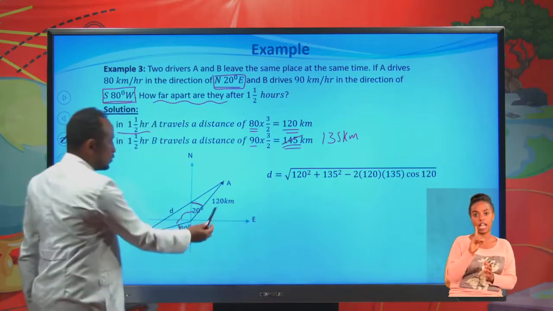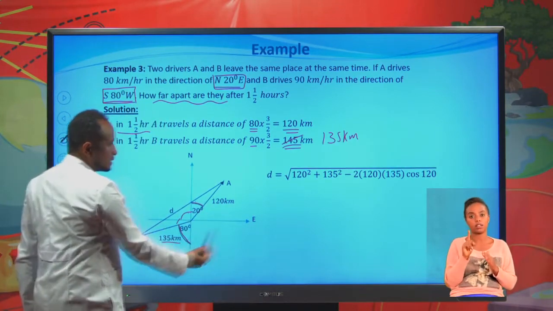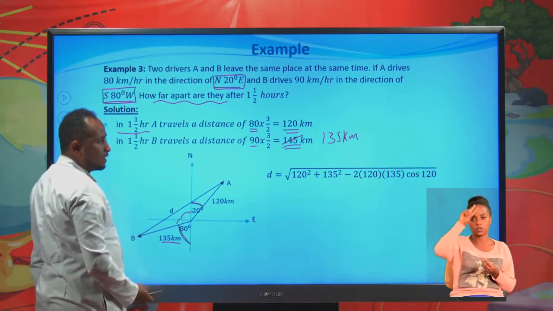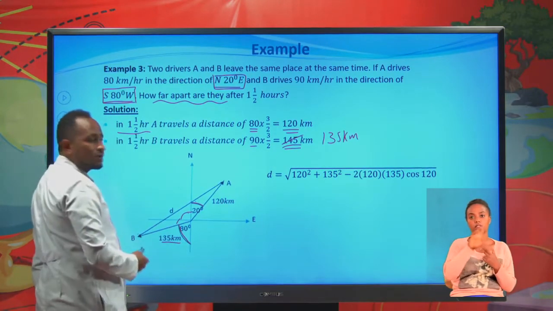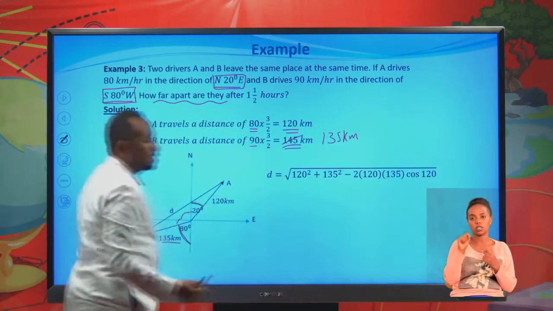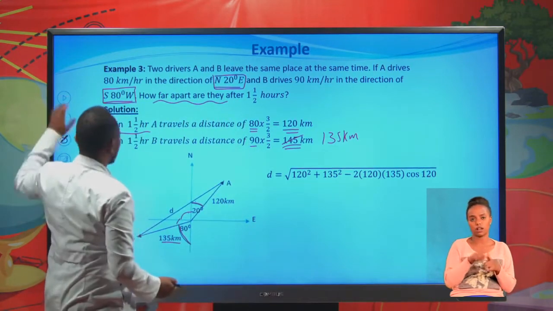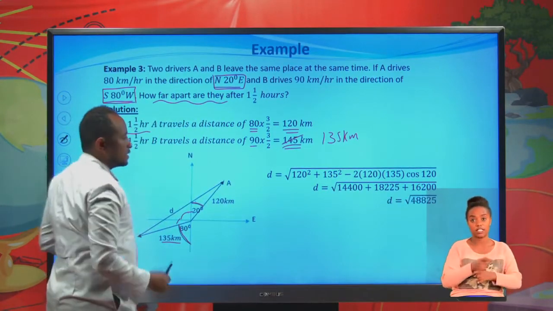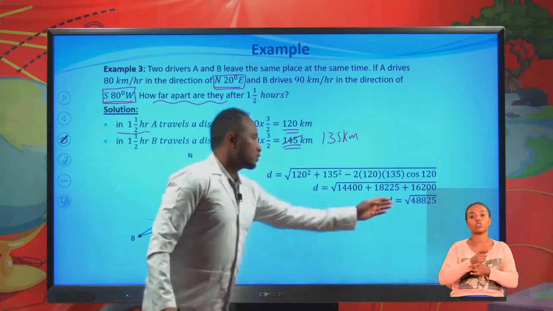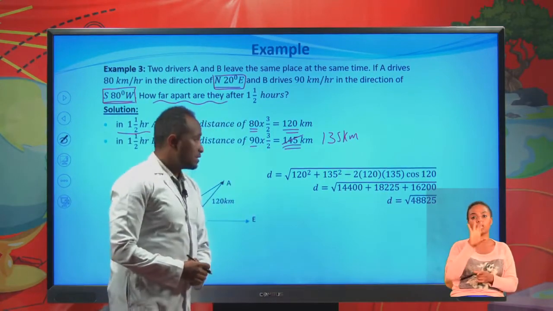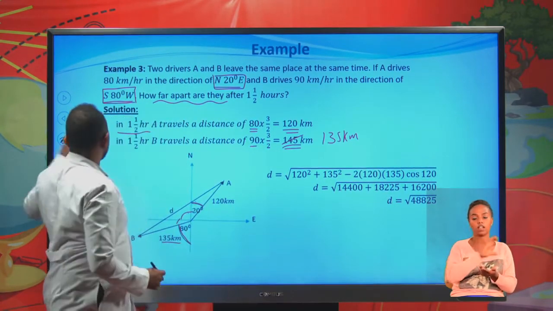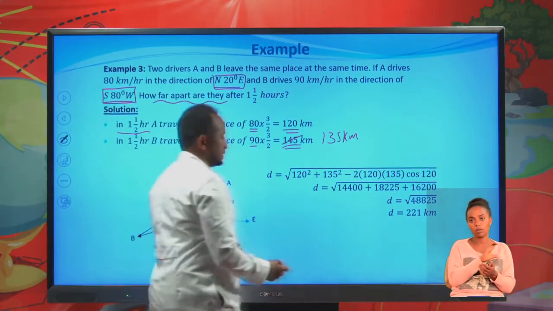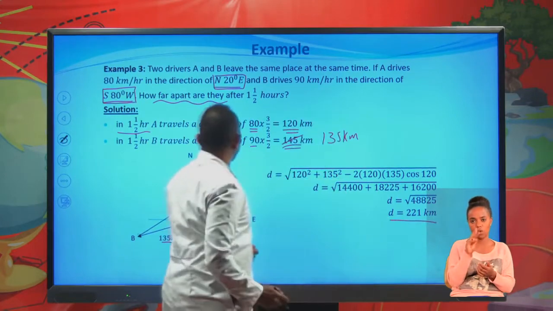Applying the cosine law, D will be 120 squared plus 135 squared minus twice of 120 times 135 times the cosine of the included angle, cos 120. Therefore you get this result, and finally the solution is the square root of 48,825, and evaluating this you get almost 221 kilometers. Okay, now let's continue.